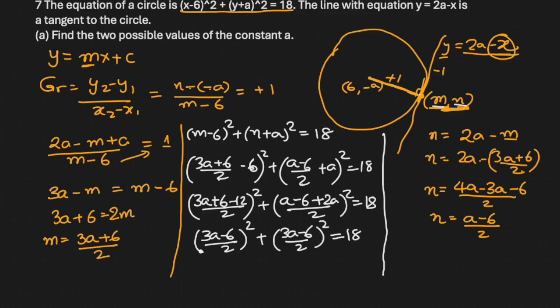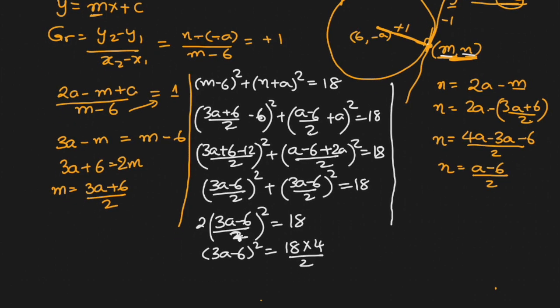So since they are exactly the same, I can write them as 2 times 3a minus 6 over 2 whole squared. Both of them are the same, so I added them, equal to 18. So can I cancel this? This will be 2 squared, right? 2 squared is 4. So this 2 will cancel with one of the 2's. Let me not do it here. So it will be 3a minus 6 squared equal to 18 times 4 divided by 2. Let me explain why. This 2 squared will become 4, and 4 multiplies with 18, and this 2 comes down. So it cancels out also.